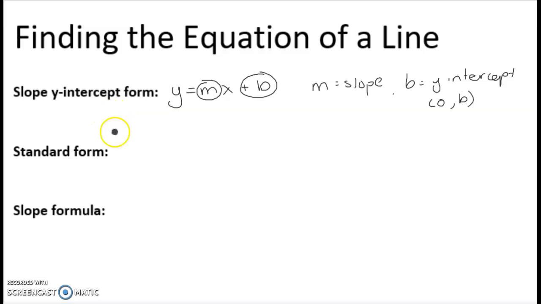Okay, standard form is your x term first, then your y term, then your constant, and you set it equal to 0. Okay, so just a reminder, A, B, and C are all numbers.